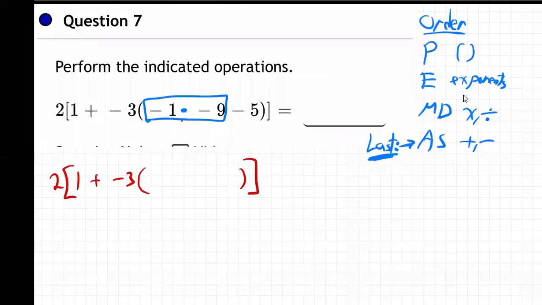So -1 times -9 is +9. Then I'll just bring down the -5. Everybody see right there? Negative times negative is positive. Okay. And then bring it down. What do we got?